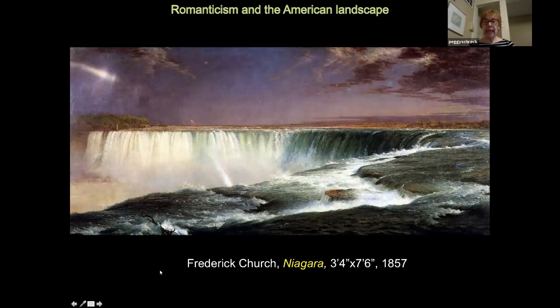Church is a little bit later than, well, not that much later than Bierstadt, but this is a beautiful painting of Niagara Falls. Actually, if you know Niagara Falls, this is painted from the Canadian side. American landscape painters did not differentiate between political borders. And when we talk about American landscape painting, we do not mean United States.